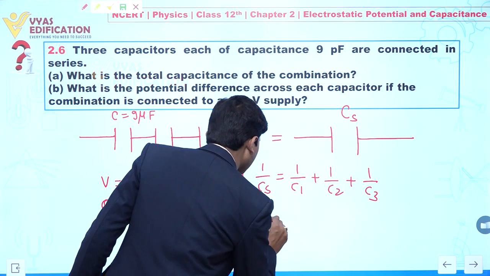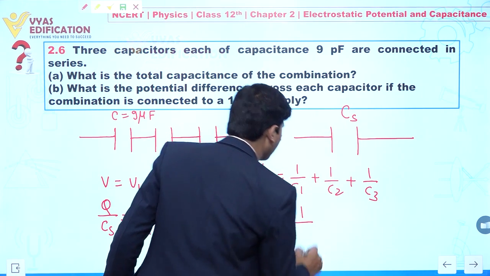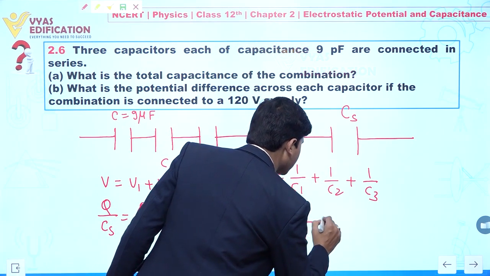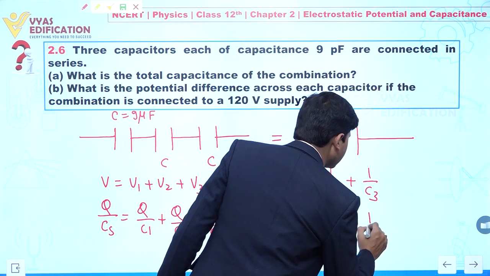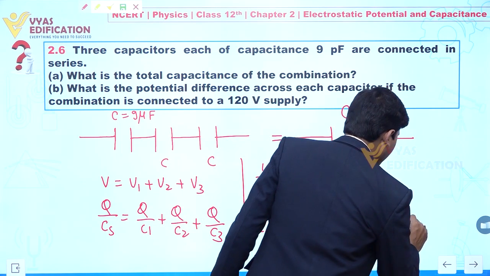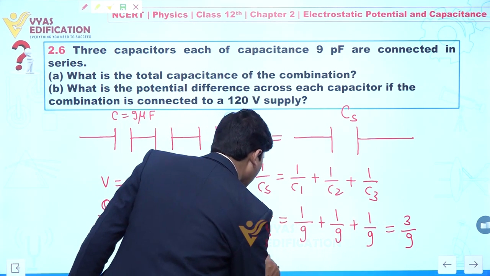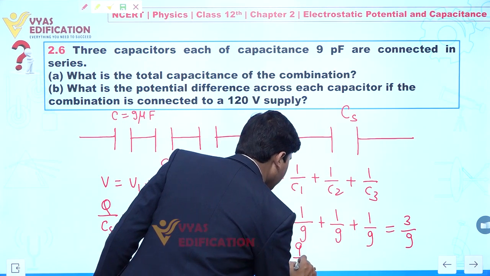Now we can put in the values: 1 upon CS equals 1 upon C1, where C1 is 9 microfarad, so 1 upon 9 plus 1 upon 9 plus 1 upon 9. This is equal to 3 by 9. So the value of CS is given by 9 by 3.